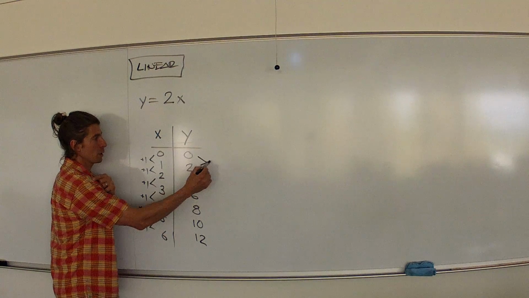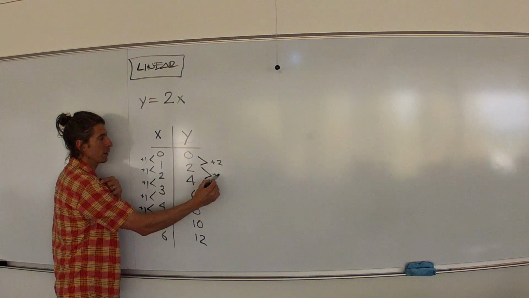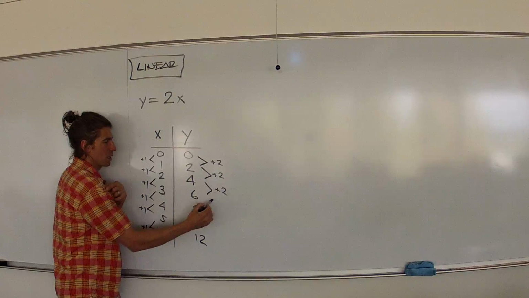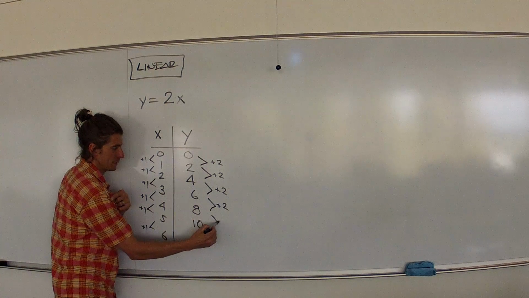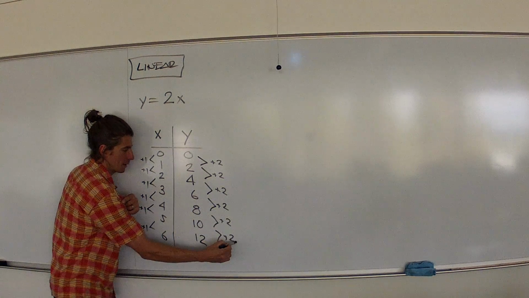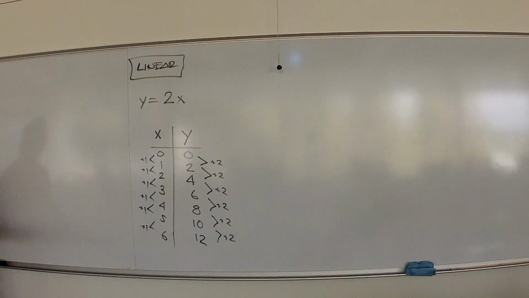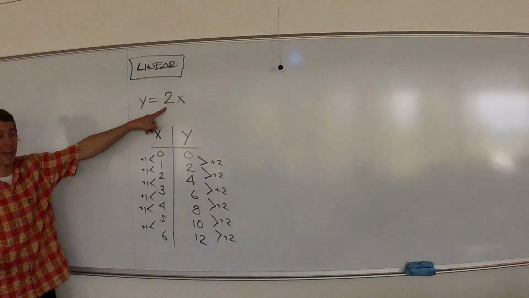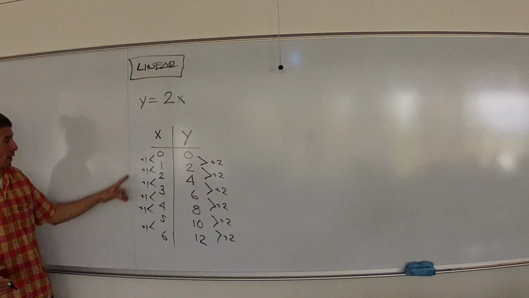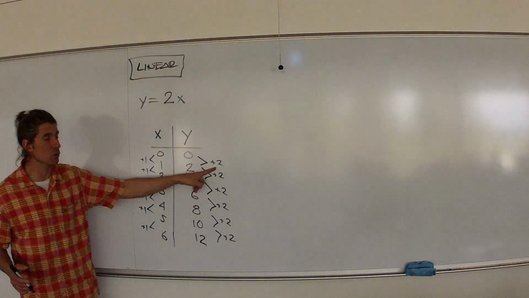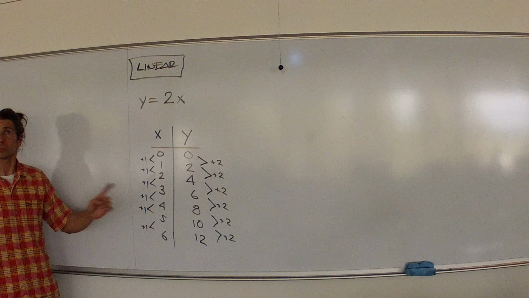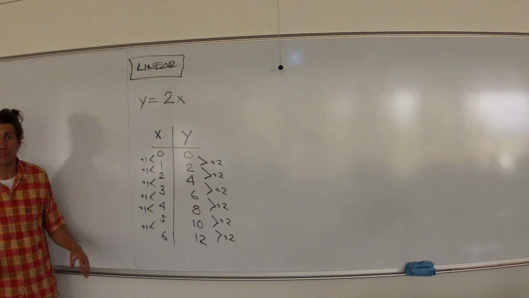0 to 2, up 2, 2 to 4, 4 to 6, predictable, consistent, happy. And we defined the slope of this line to be 2, because the change in y over the change in x is 2. You see it there, and you see it here. For every 1 x in the run, you get 2 y's in the rise. Yeah, I guess that rhymes and it's correct.